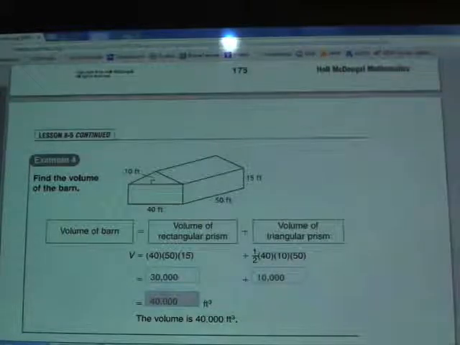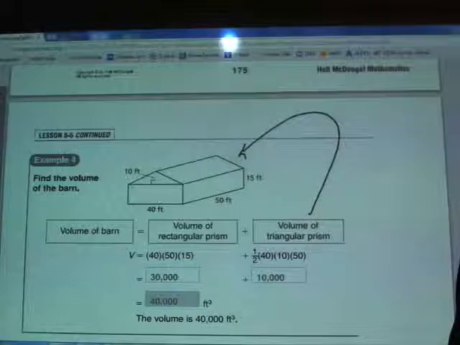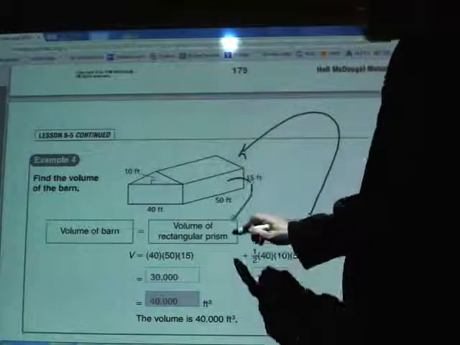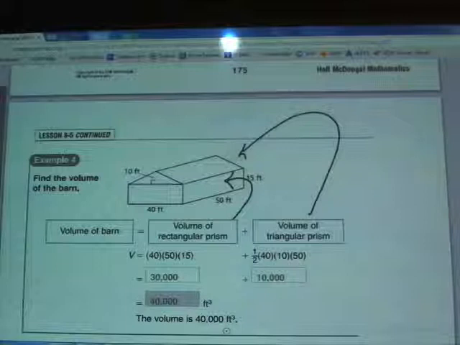The top piece, the roof really, is a triangular prism. So we're going to have to find the volume of that guy using the appropriate formula. The bottom piece is a rectangular prism. So we're going to find the volume of that guy using the proper formula, and then we're going to put those 2 solutions together, and we'll have the volume of the entire barn. All right, so let's go ahead and go with that here.